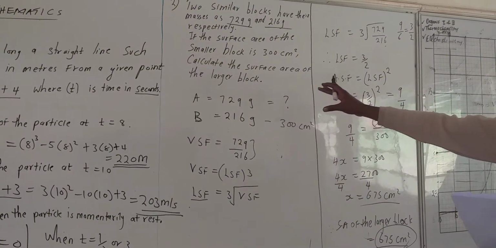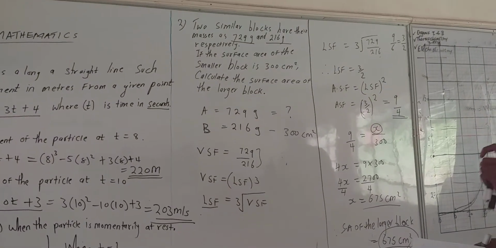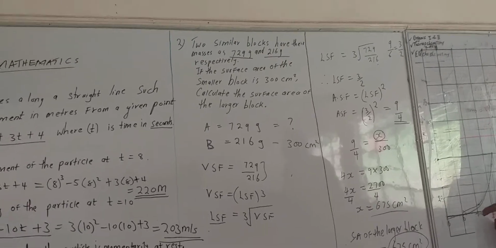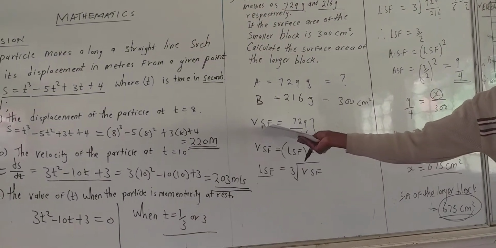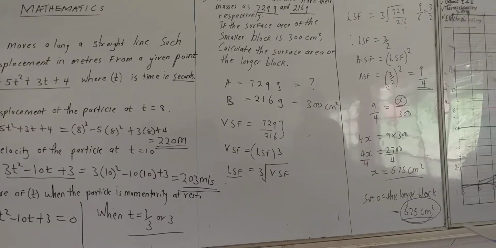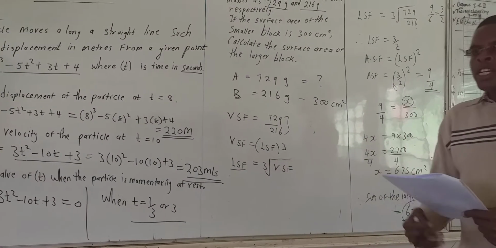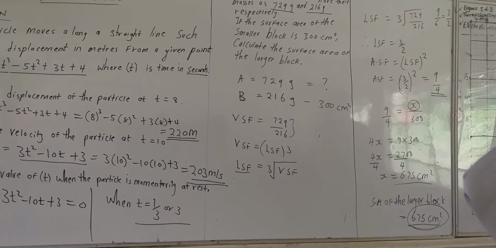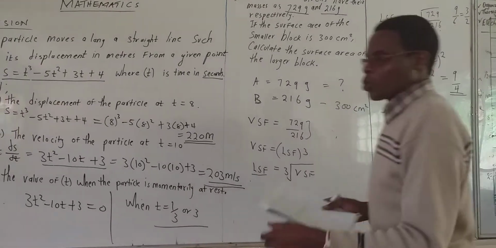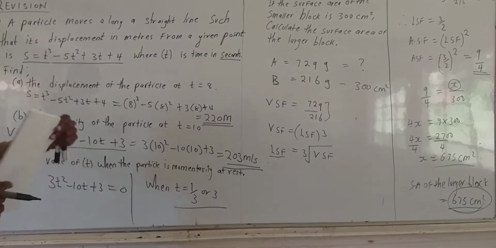Now, in this question, you have to engage three things: the volume scale factor, the area scale factor, and the linear scale factor. Since you are given the volume scale factor, then to get to the area scale factor, first of all, you have to convert it into the linear scale factor. Then, for the linear scale factor you find, you square it to find the area scale factor. So those are what the question is for today.